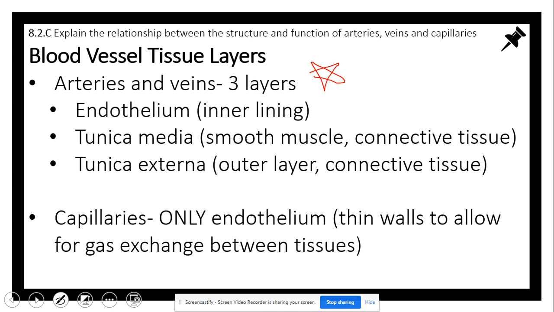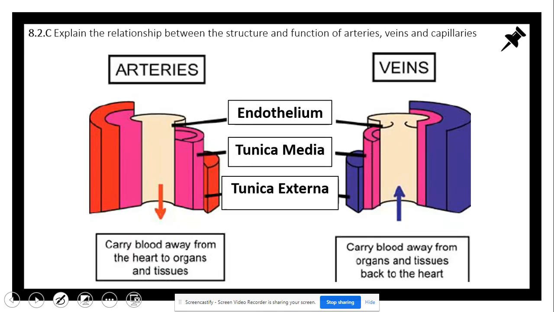Capillaries, since that is where gas exchange is actually happening, you want to minimize the distance that things like oxygen and carbon dioxide have to cross. So they only have 1 layer of endothelium, no middle or externa or anything like that.